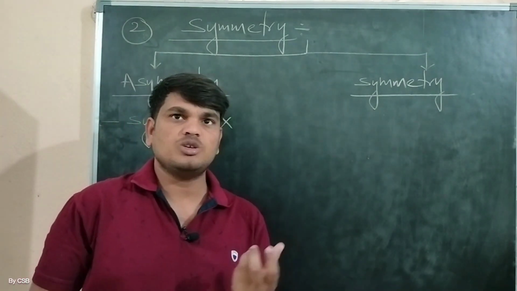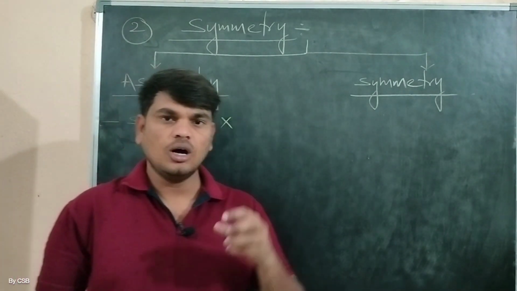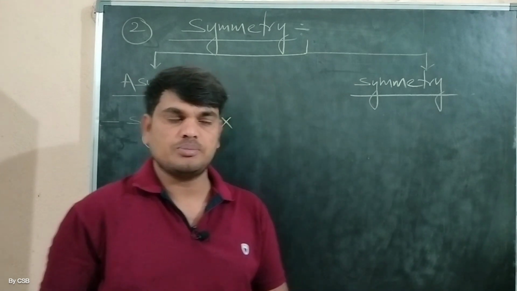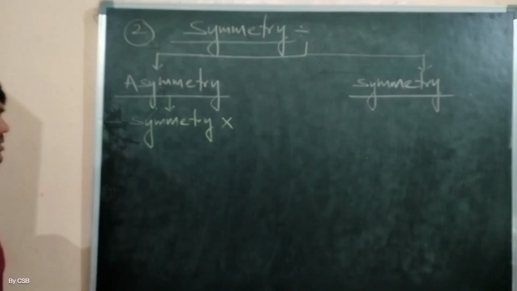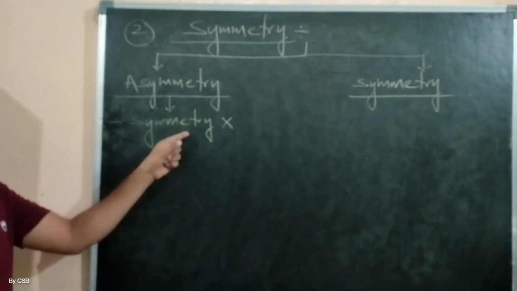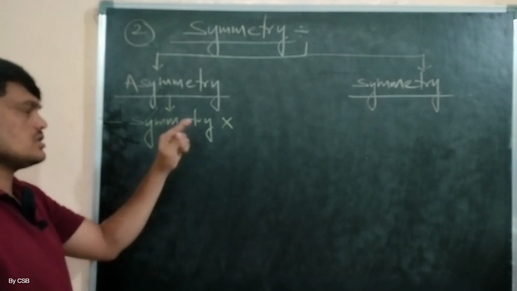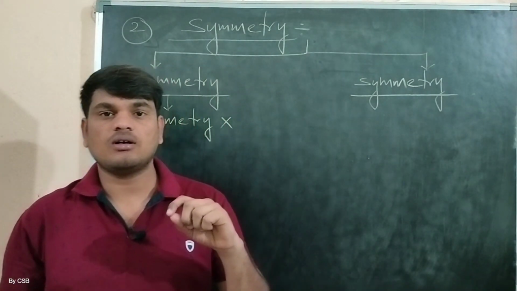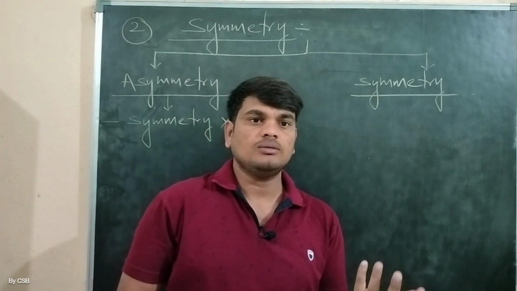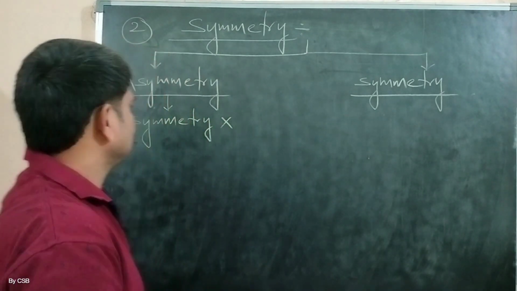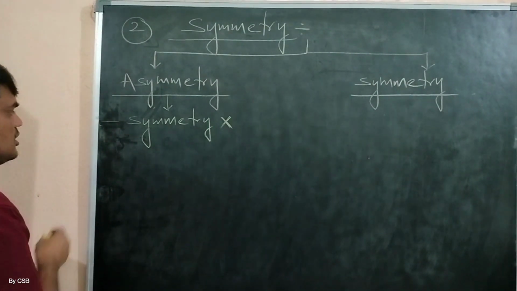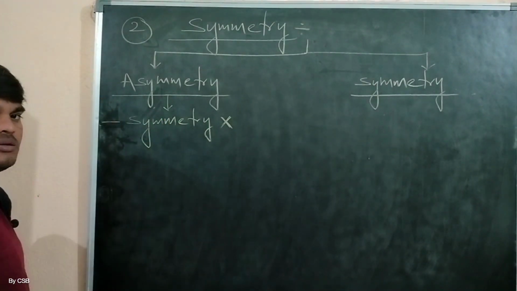Symmetry is the arrangement of organs, how organs are arranged. In asymmetric animals, symmetry is absent. That means there is no systematic arrangement of organs in the body. That is called asymmetry.